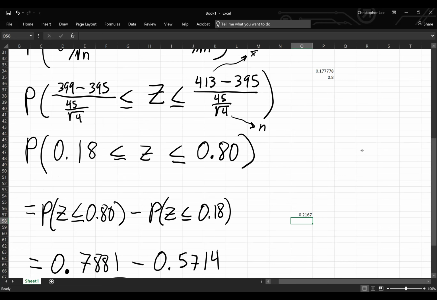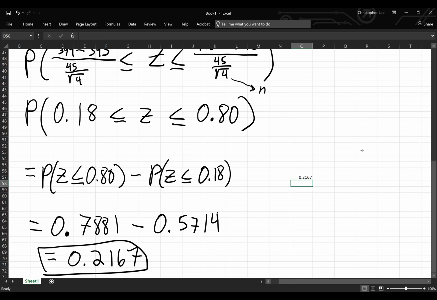Which answer? The 0.2167? Yeah, I got you. It's okay if you put it wrong and you get a negative, just make the answer positive. Because remember that all probabilities have to be positive, right? Between 0 and 1.